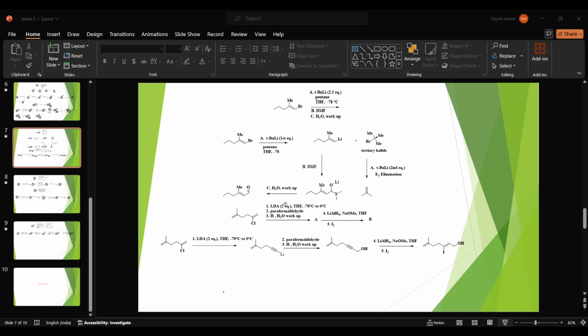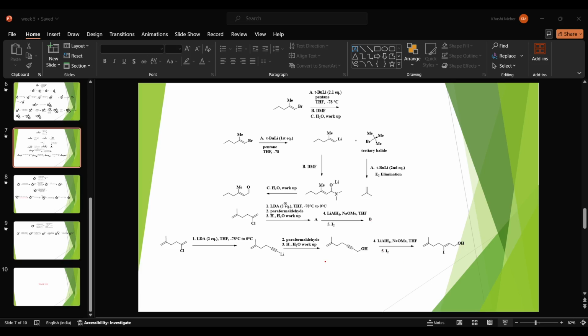These are nothing but a polymer of formaldehyde, and whatever lithiated reagent we have will attack our formaldehyde, and we will get our corresponding alcohol. After workup, you will get the corresponding primary propargyl alcohol. And after that we are using lithium aluminum hydride.